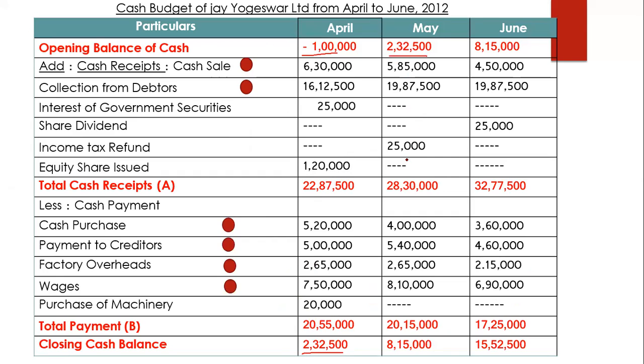We will add this entry, and our total will be 28,30,000. This total is 20,15,000. So we'll minus it from the 28,30,000, which is equal to 8,15,000. This will be our opening cash balance. We will add these three amounts, and our total will be 32,77,500. We'll minus this total, 70,25,000. So our last closing balance is 15,52,500.